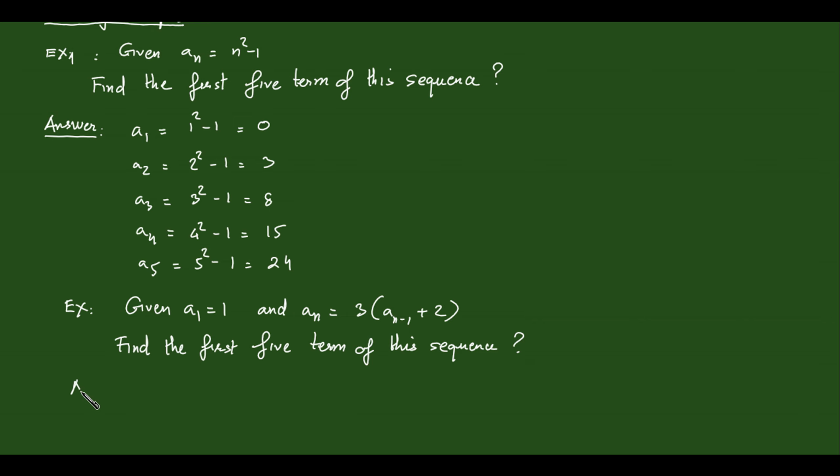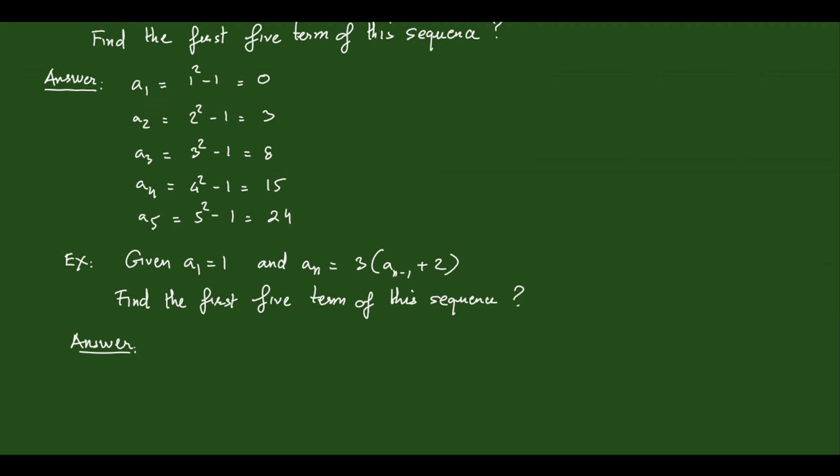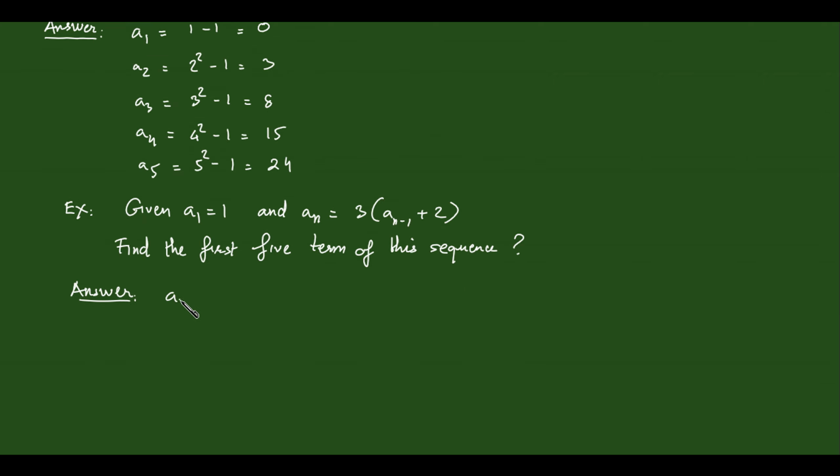Well, it looks like they already give you the first term, so the first term is A1 equals 1. And how about A2? A2 will be 3 times A1 plus 2, and A1 is 1, so it will be 3 times 1 plus 2, which is 3 times 3, which is 9. So A2 is 9.